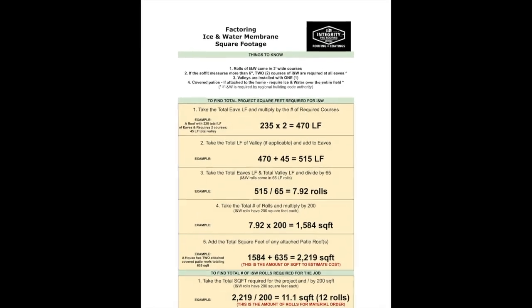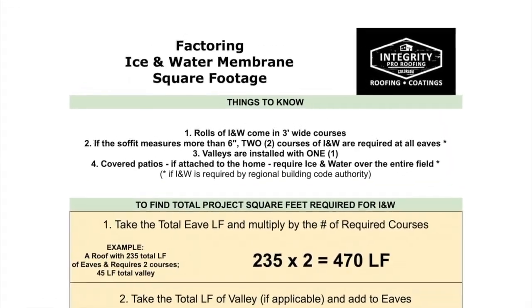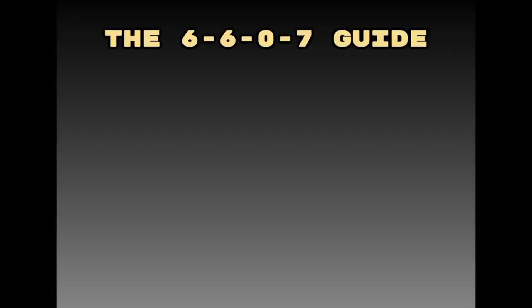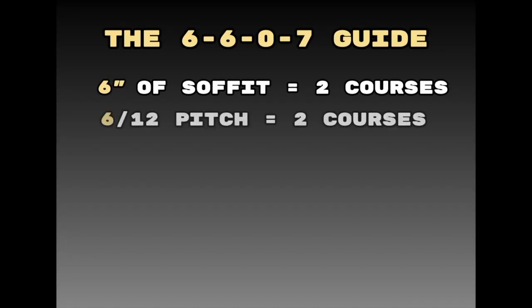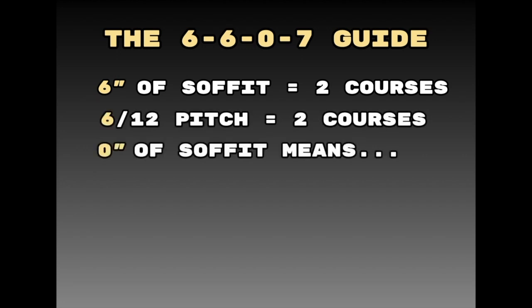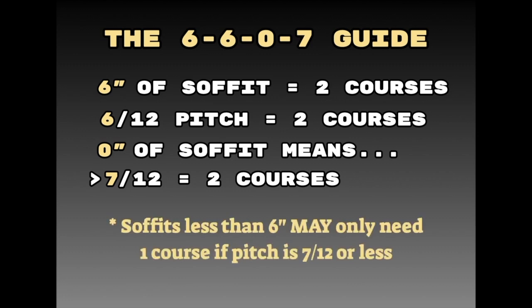Just as a reminder, there is a page that talks about ice and water factoring in your sales and business development field guide. But here's a basic guideline that I call the 6607 guide. If the home has 6 inches of soffit, it's going to require 2 courses. If the house has a 6-12 pitch, it's going to require 2 courses. If there's 0 inches of soffit, that means anything greater than a 7-12 pitch is also going to require 2 courses. If the soffits are less than 6 inches, it may only need 1 course if the pitch is 7-12 or less. But as always, still do the math to make sure you got it right.